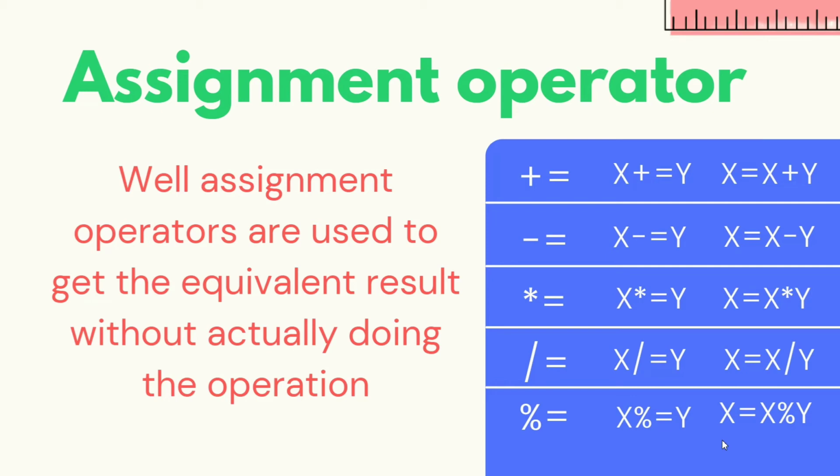Means the value of x becomes x plus 10. This is how we use the assignment operator. Same for subtraction, where we use minus equal to and it becomes x equal to x minus y. For multiplication, division, and the modulus operator also, the same thing will happen. If you are getting confused, we will discuss it with clarity in VS Code.